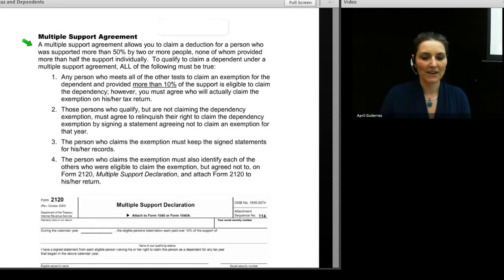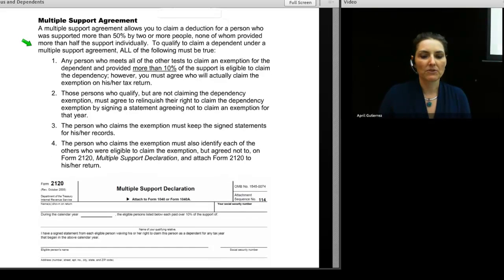And we'll go through the final item that I did want to talk about, which is the multiple support agreement. A multiple support agreement allows you to claim a deduction for a person who is supported more than 50% by 2 or more people, none of whom provided more than half the support individually. To qualify to claim a dependent under the multiple support agreement, all of the following must be true. Any person who meets all of the other tests to claim an exemption for the dependent and provided more than 10% of the support is eligible to claim the dependency. However, you must agree who will actually claim the exemption on his or her return.